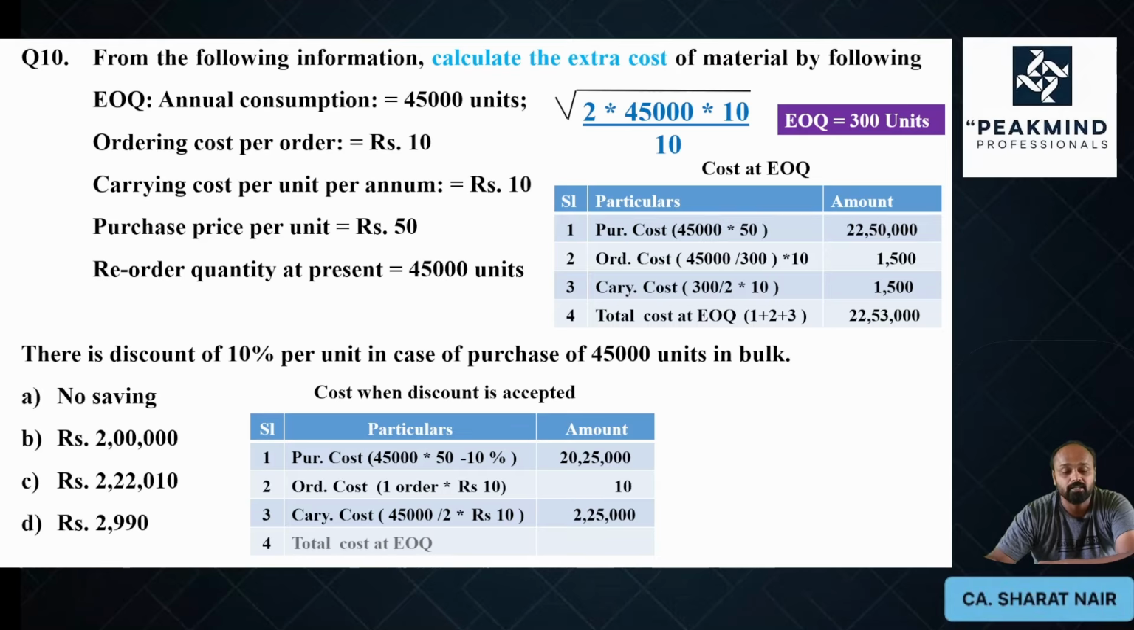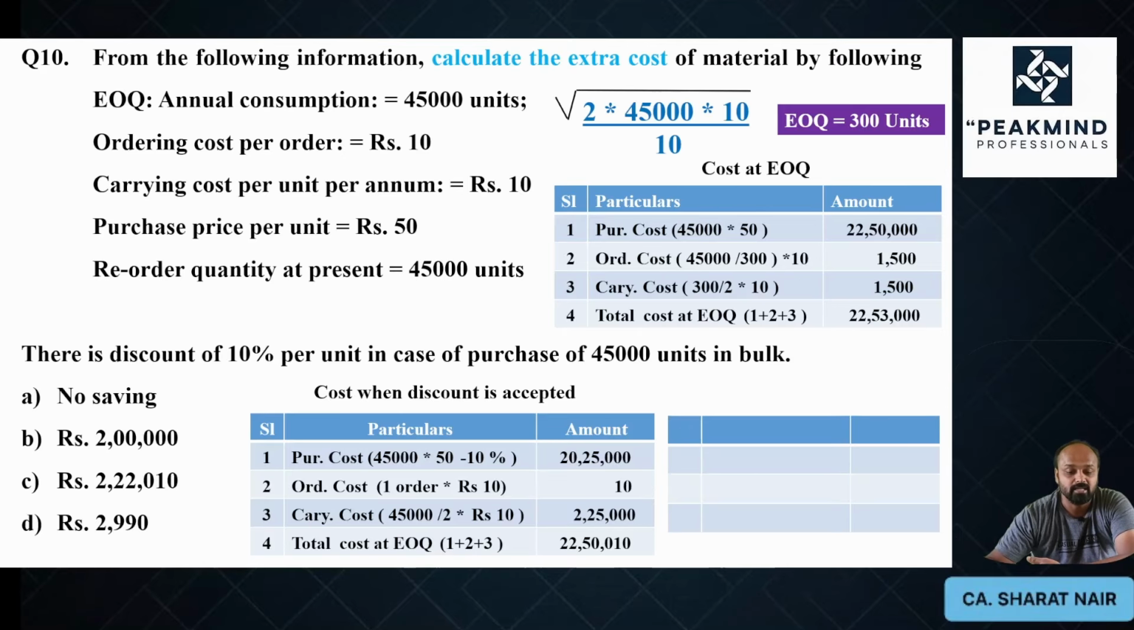Now, totaling everything, I arrive at my total cost while accepting the discount offer, which comes to 22,50,010 only. So I have a better answer than EOQ in the given scenario. Now, in this case, the extra cost calculation will be very simple. 22,53,000 minus 22,50,010. So the correct answer will be, the extra cost will be 2,990, which is your option number D.